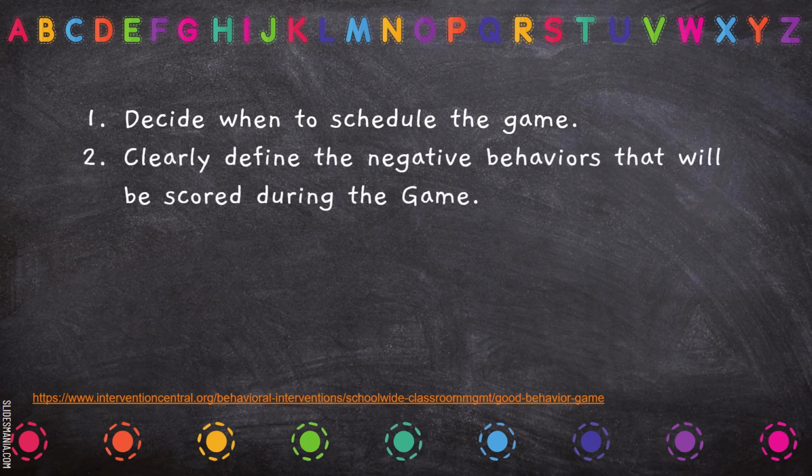And then next, you clearly define those negative behaviors that are going to be scored, that are going to be counted during the game. Typically, teachers define 3 types of these negative behaviors that you're going to score whenever they appear during the game. And those behaviors are leaving one's seat, talking out, or engaging in any disruptive behavior.